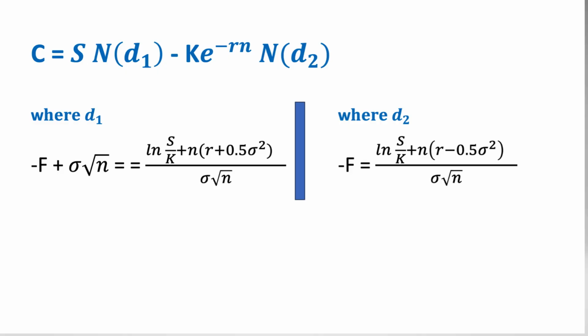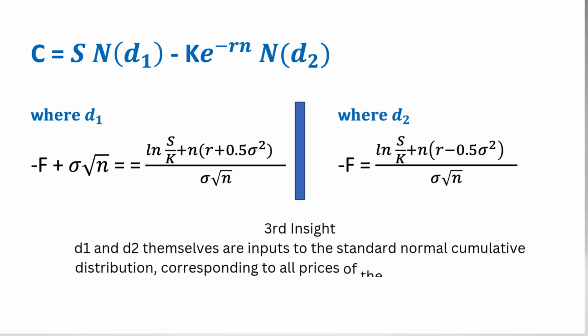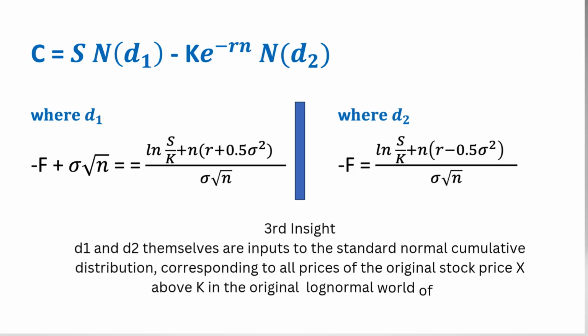Now, here's the third insight. The standard deviation of the ln 1 plus r's, the risk-free rate, and the time to maturity along with s and k determine the whole inputs d1 and d2. d1 and d2 themselves are inputs to the standard normal cumulative distribution corresponding to all prices of the original stock price x above k, assuming a log normal distribution. So that's what d1 and d2 are saying.